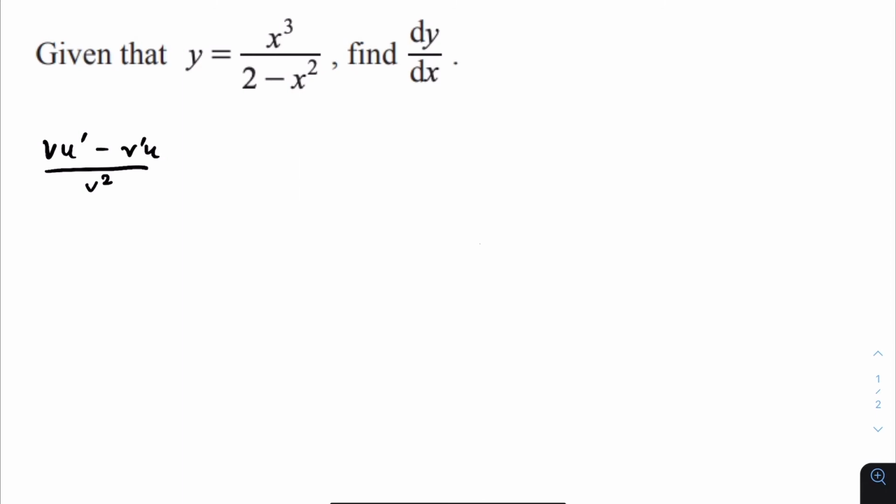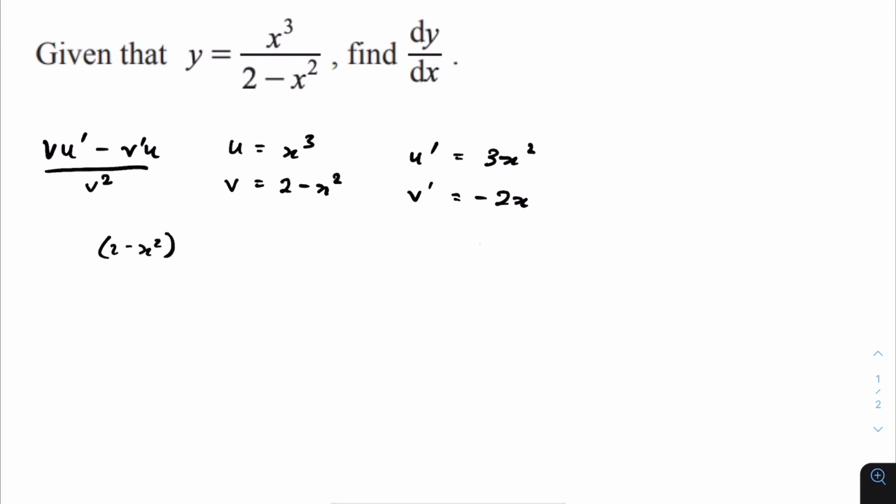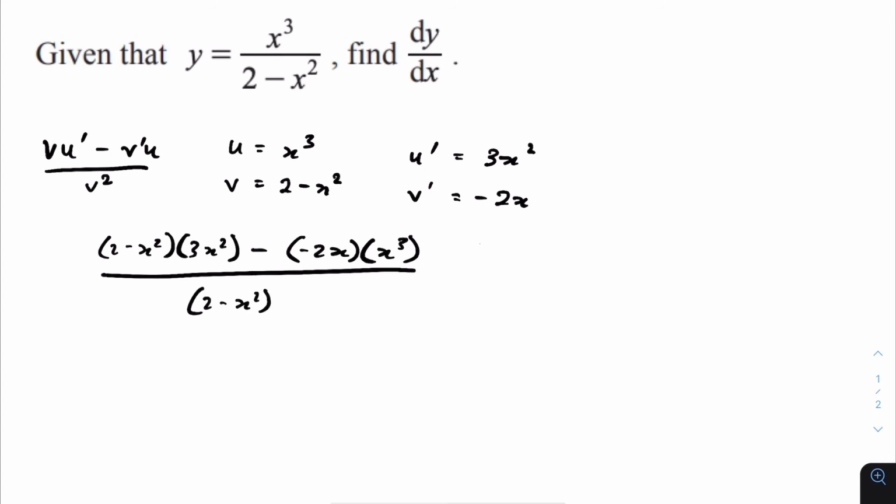And we can immediately identify our u is x cubed and v is 2 minus x squared, and u prime is 3x squared, and v prime is, then the 2 just becomes 0, it becomes negative 2x. Now, what we can do is just substitute into the equation. So v times u prime, so that's 2 minus x squared times u prime, which is 3x squared. That's subtracted from v prime, which is negative 2x, times u, which is x cubed. And that's divided by 2 minus x squared squared.